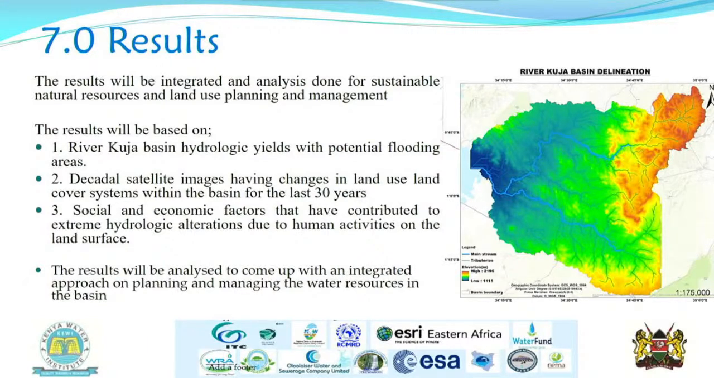So the basin hydrologic yields will be giving some potential flooding areas, and the study will recommend the best mitigation measures to avoid flooding, which already is affecting so many people, a bigger population, when we have heavy rains in the basin. And then the decadal satellite images will show changes in the land use and land cover systems within the basin for the last 30 years. And finally, some of the social and economic factors.